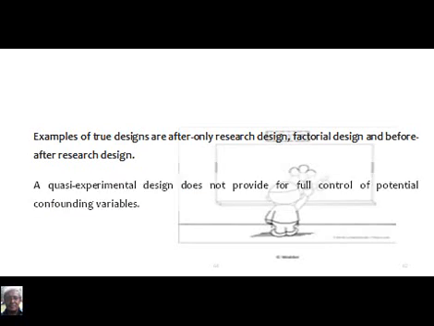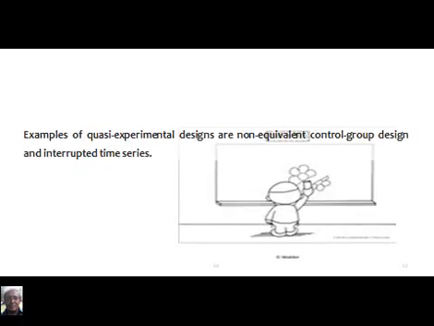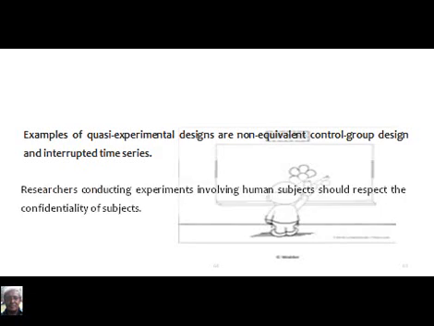A quasi-experimental design does not provide for full control of potential confounding variables. Examples of quasi-experimental designs are non-equivalent control group design and interrupted time series. Researchers conducting experiments involving human subjects should respect the confidentiality of subjects.